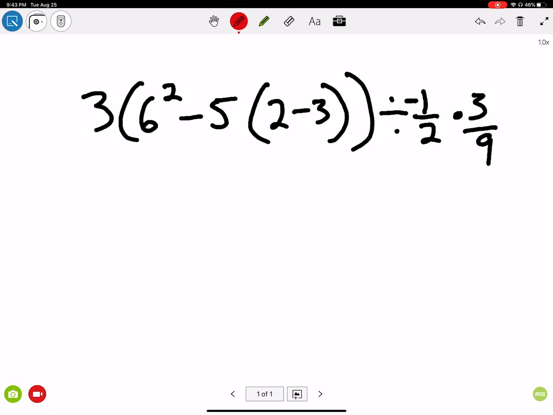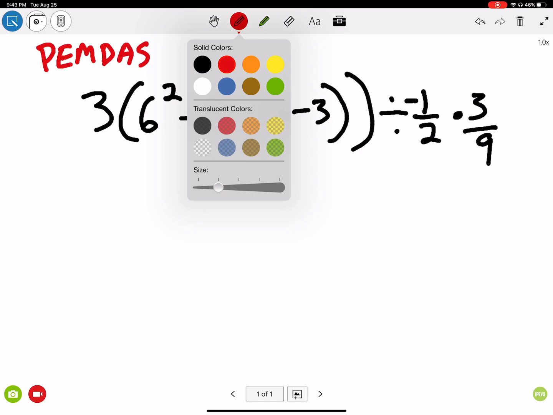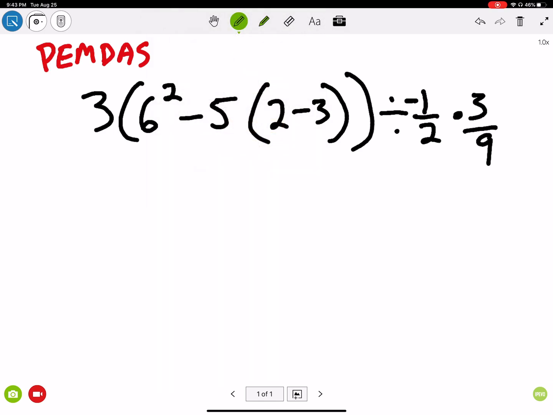Again, I'm going to write PEMDAS here so that we have something to look at. Obviously, after you get used to this, you won't have to do this as much, but let's do it for the sake of it. So, first things first, PEMDAS.